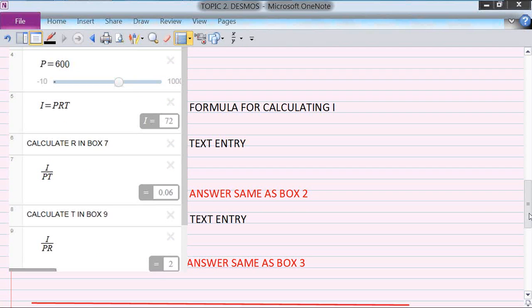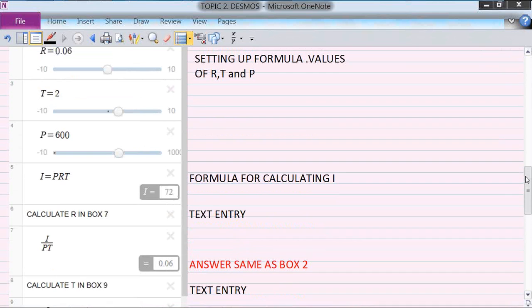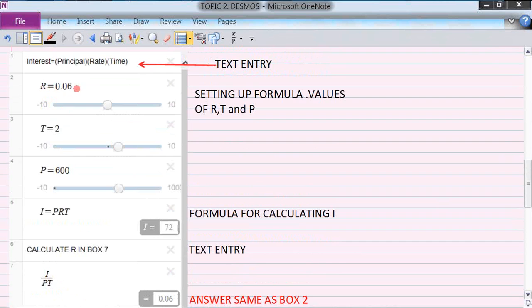Now, once we do that, supposing I wanted to calculate R, and I came out that when I actually did that, I got I over PT. R is I over PT. You can see that what happens is it uses the I, it uses the P, and it uses the T, and it comes out with R is 0.06, which is exactly what it is over here. So you know that this formula for the calculation of R is correct.